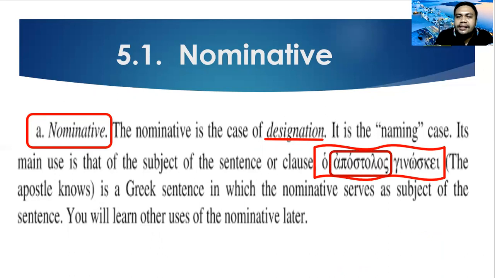So that is the subject, the doer of the action. What is the action? Knows. So it's a Greek sentence in which the nominative serves as subject of the sentence. We will also learn other uses of the nominative later. All right, is the nominative clear? Very good. It is the subject or the doer of the action, designation.